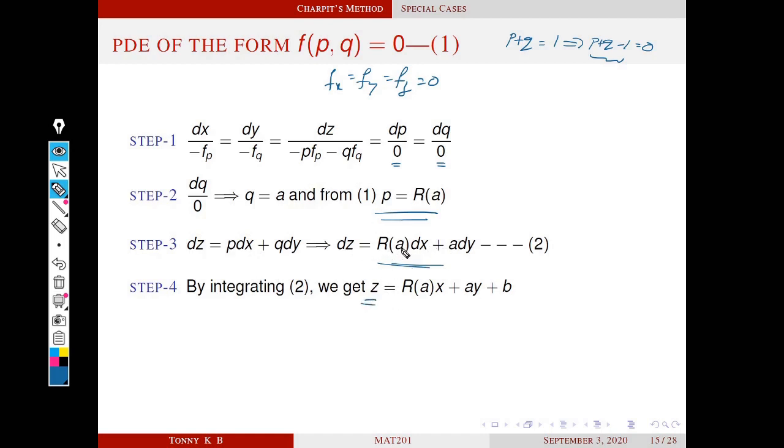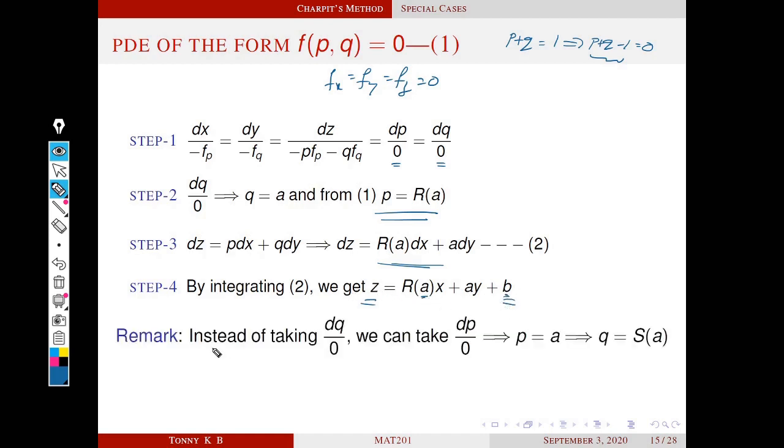If you integrate r of a with respect to x, we get r of a into x. We integrate a with respect to y, so we get ay plus b, where b is our constant of integration. Now this is a complete integral because this solution involves two arbitrary constants a and b. As a remark, we can take the second last ratio instead of the last ratio. The only change is that instead of q equal to a, we get p equal to a and q becomes some function of a. Then you use the same procedure and we get a complete integral.